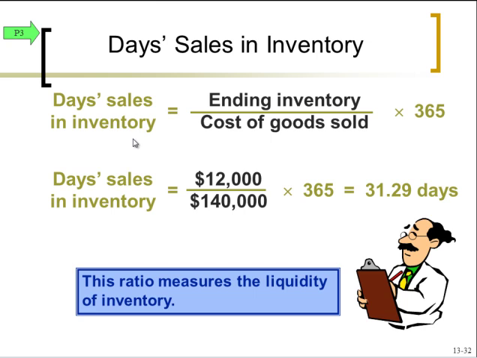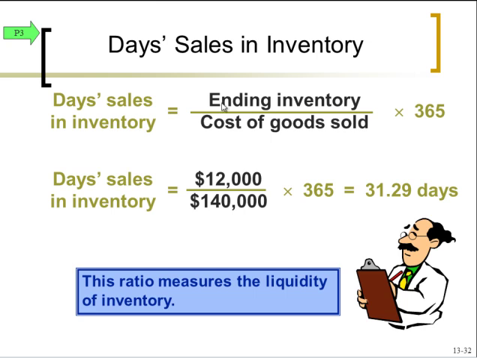Day sales in inventory. This tells us a couple of things. It tells us how efficiently we're using our inventory. Are we holding too much inventory on hand? But the other way of thinking about this is, if all of a sudden we stopped getting new inventory and nothing else came in the door, on average, how many days could we still sell product before we ran out?